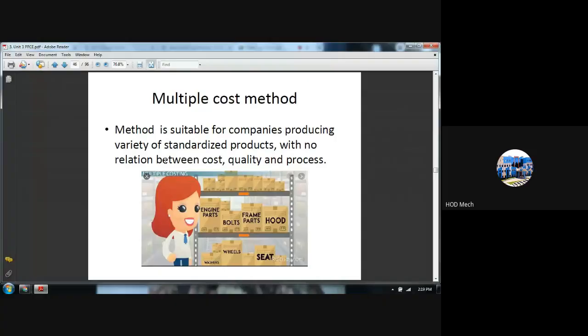Multiple cost method. In the multiple cost method, as the word says multiple, you are not sticking with a single product. When you say the word multiple, one thing is very clear: the product you are going to use is going to differ. You are going to have different products. You will be the same operating person, the same company, but you are engaged in different products.